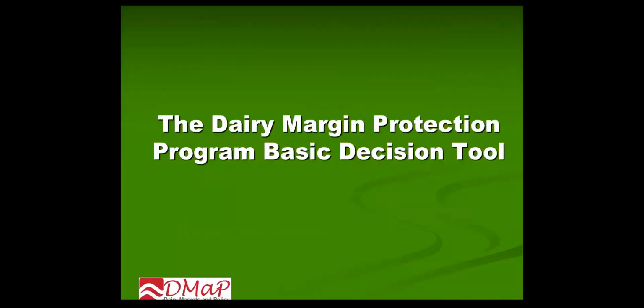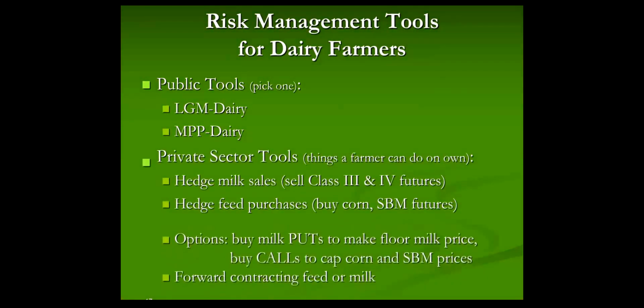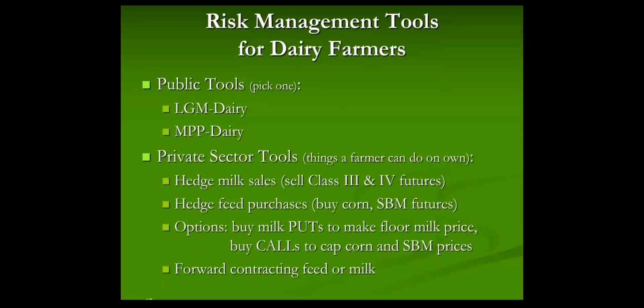Let's take a quick overview of the program, the actual decision tool. There are, of course, the public tools, and that's the LGM program and then the Milk Protection Program for dairy. You can choose one of those, but not both. And then you also have some private tools that are still available, whether you're in or not. That can be futures contracts. It might be hedging the milk, if you're producing milk, you want to sell futures. You want to buy futures if you're going to hedge your corn and soybean meal.